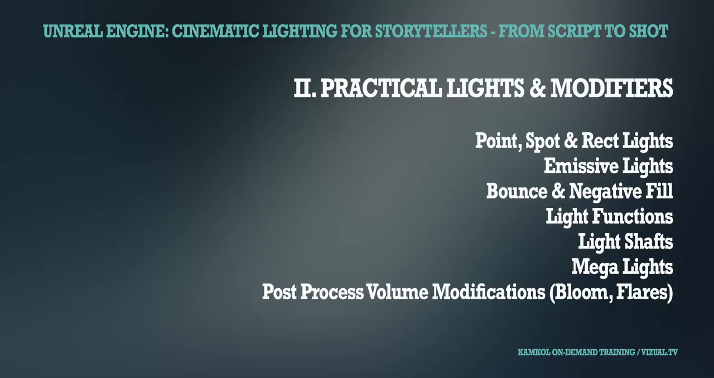In part 2, we'll start shaping the mood more precisely, using practical lights like point, spot, and rect lights, emissive lights, bounce, and negative fill. We'll look at light functions, turn on the volumetric fog so we can get some god rays and light shafts happening. We'll also take a look at MegaLights and more post-process volume modifications like bloom and flares. All of this to help us craft a more emotionally charged look.